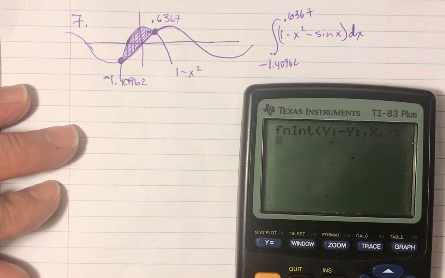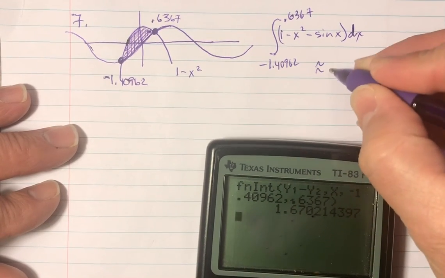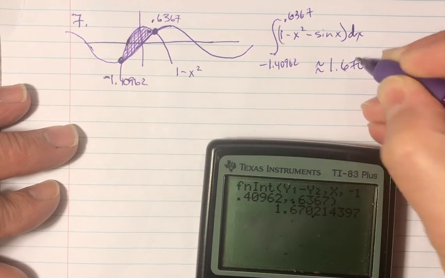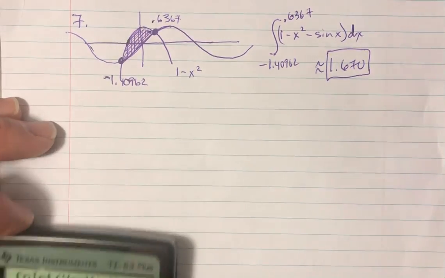So -1.40962 and 0.6367, and then when I integrate here, I get about 1.6070. So the value of this integral is 1.670 to 3 places. That's what I'm looking for.